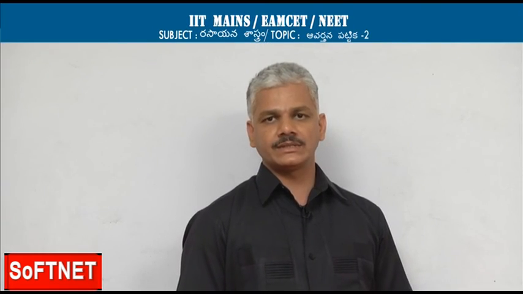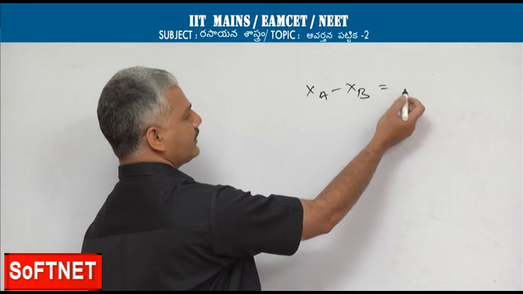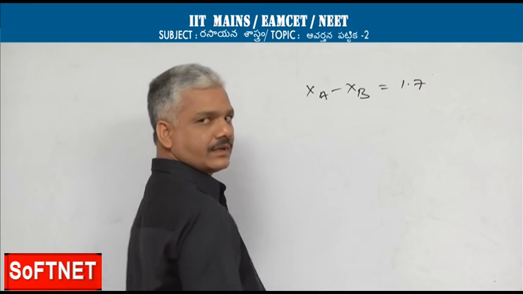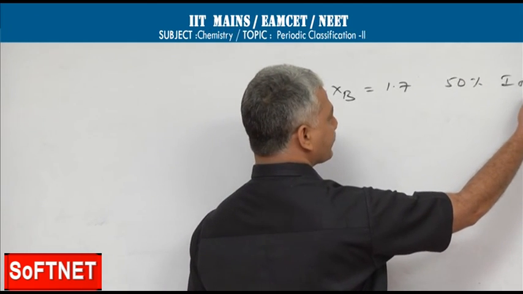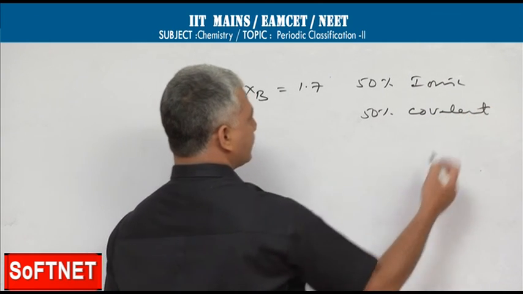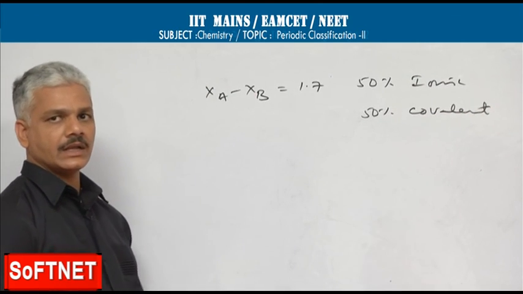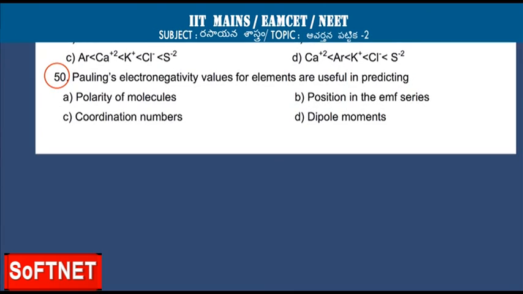Pauling's electronegativity scale is used for the calculation of polarity of the molecules. The relation used is XA minus XB; if it is equal to 1.7, percentage of ionic character is 50% and remaining 50% will be covalent. So, by using this relation we can identify polarity of the molecules. So, correct option is A, polarity of molecules.